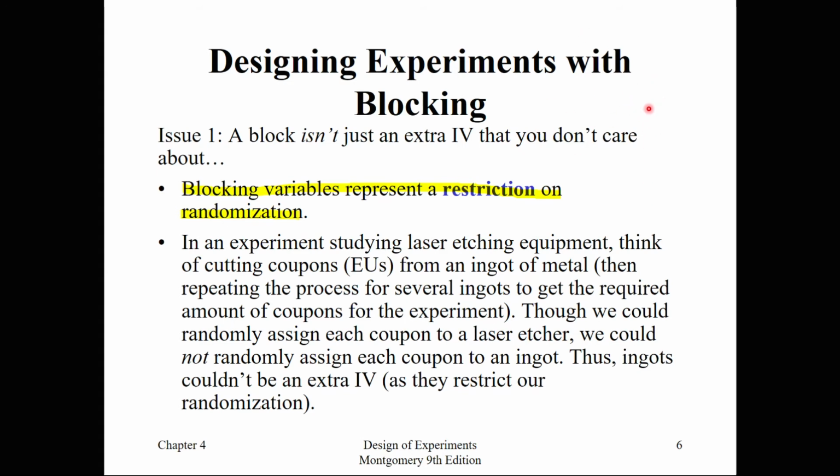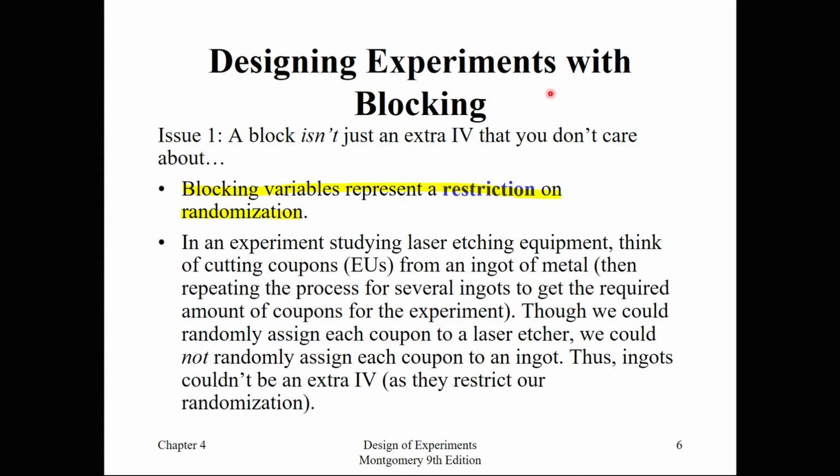So I can't pick up a little chunk of metal called a coupon and randomly assign it to an ingot. That doesn't make any sense. If I pick up a chunk of metal, it came from one of the ingots. I can tell which one it came from, perhaps, if I recorded that. But I can't randomly assign it. So the variable of ingot is one that I may want to account for because these ingots might have been made differently, subtle changes in the metal, et cetera. But it's not one that I can randomize.